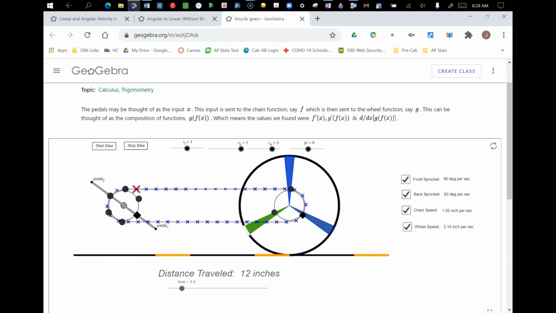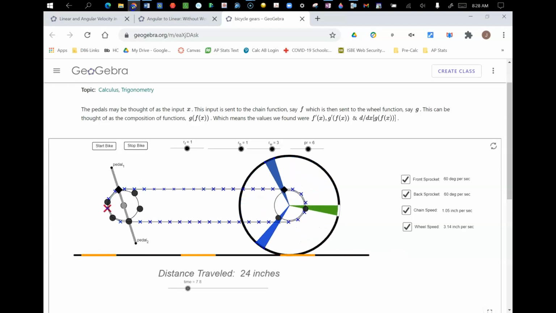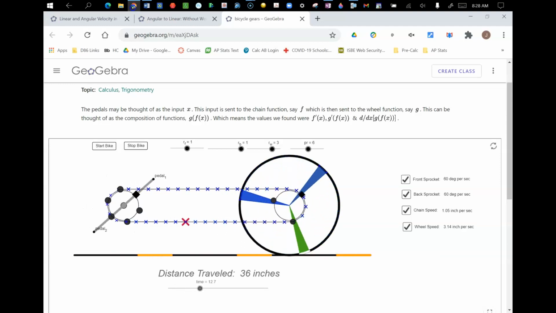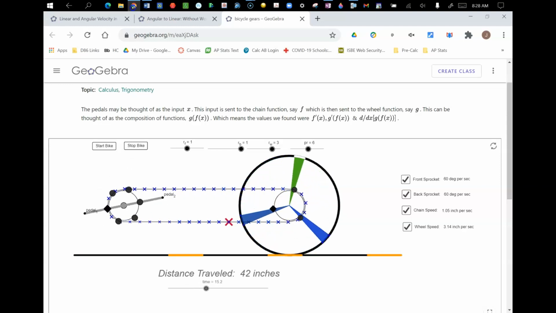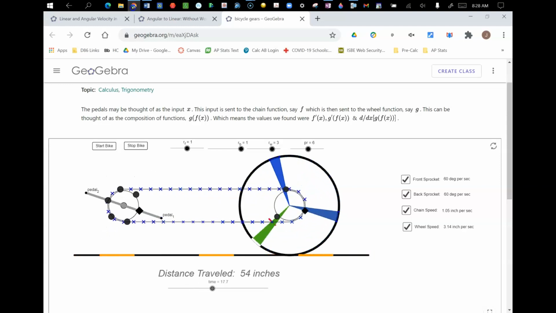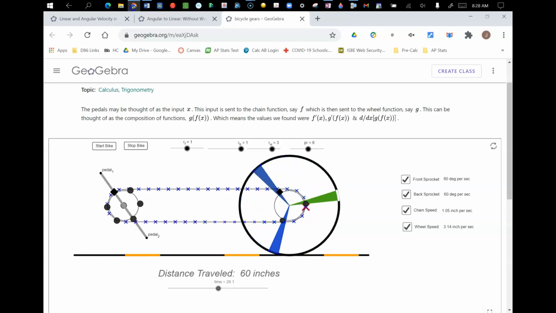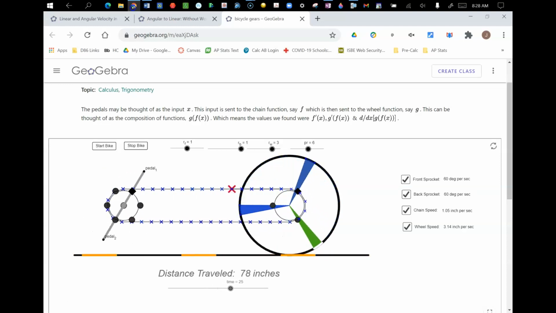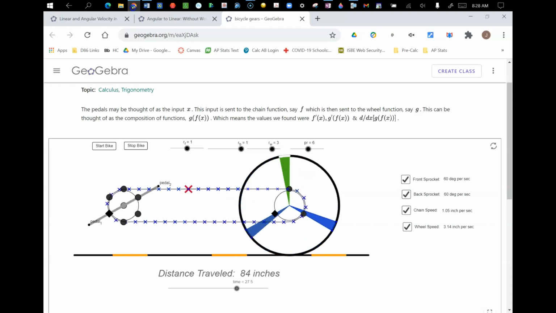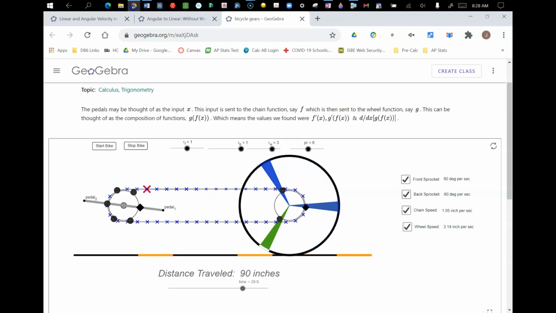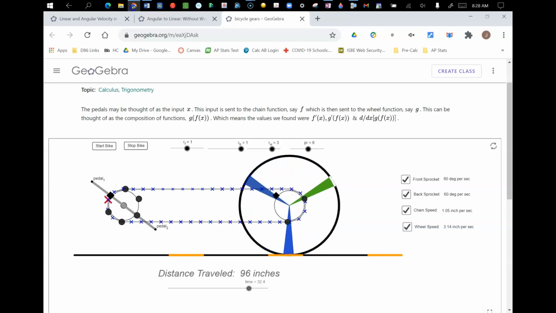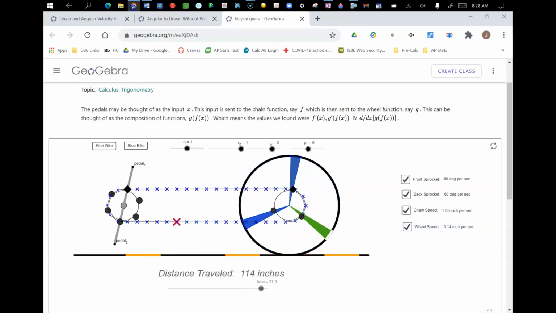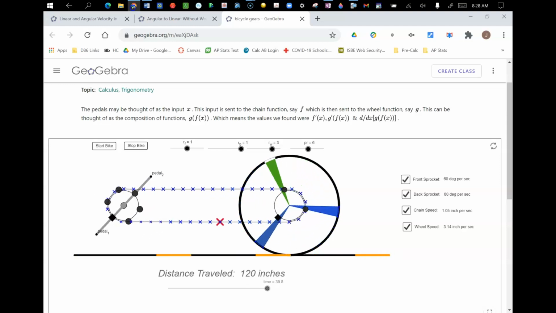And in this case, I have the two sprockets set to have the same radii, and they are set at 1, and the radius of the wheel is 3 times the radius of the two sprockets. So the angular velocities of all three circular parts, the front sprocket, the back sprocket, and the wheel, are the same, but what you see is that the linear velocity of the wheel is different than the linear velocity of the chain.